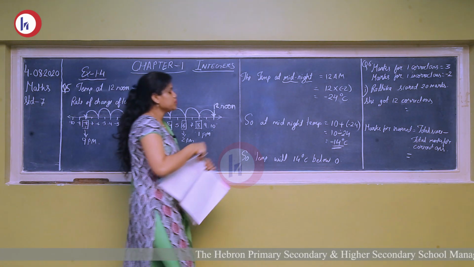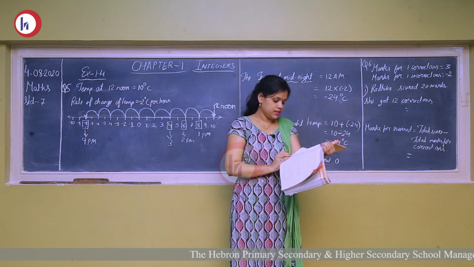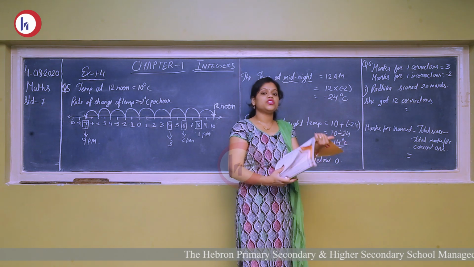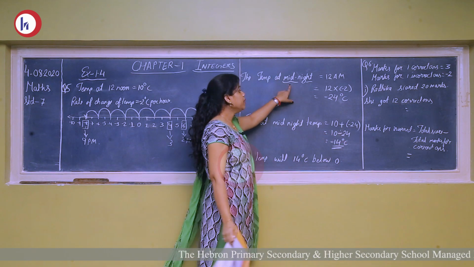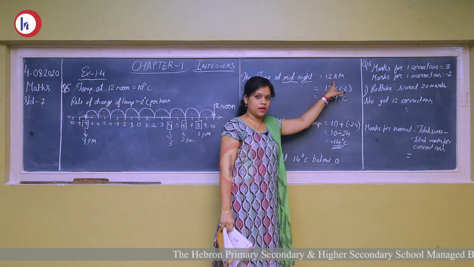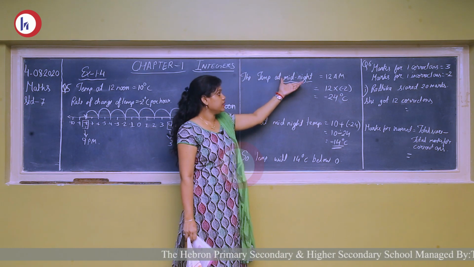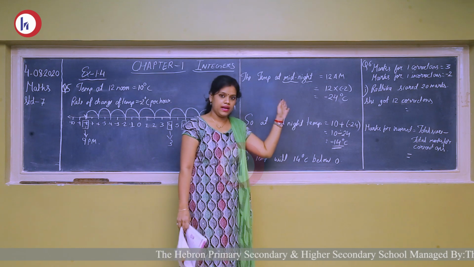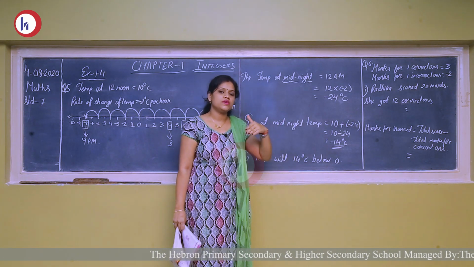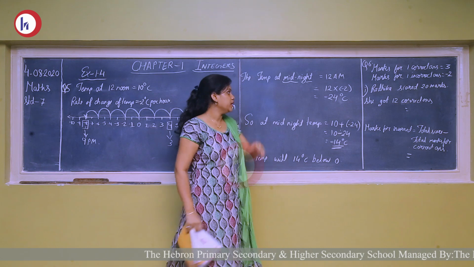Okay. Now the second part of the question is asking what would be the temperature at midnight. So here midnight means 12 a.m. So from 12 noon, it is asking what will be the temperature at 12 midnight. So if you see, there are 12 hours from 12 noon to 12 midnight.